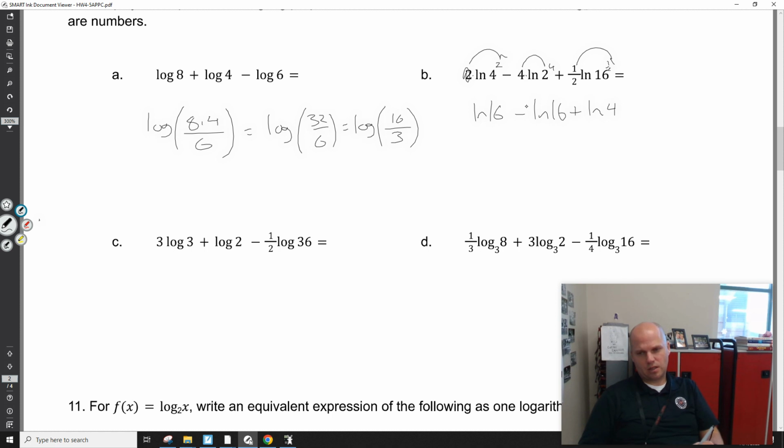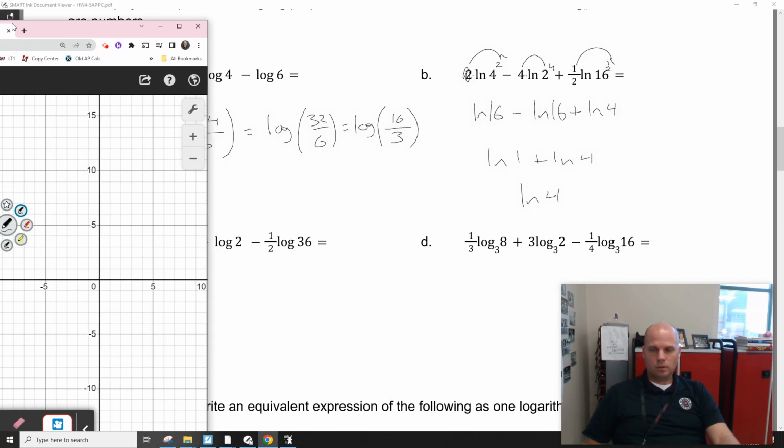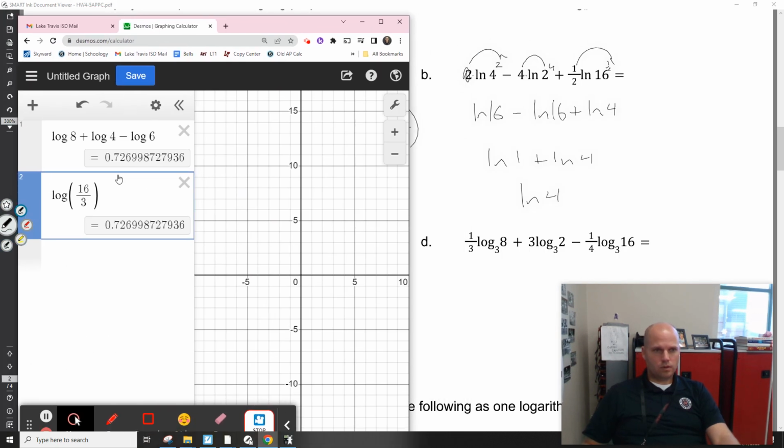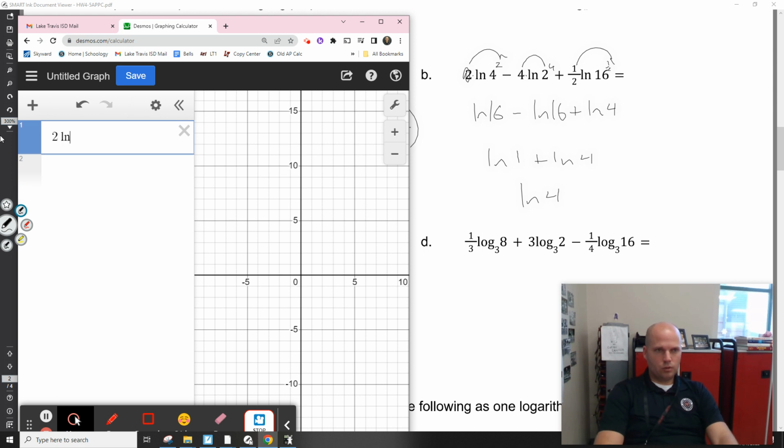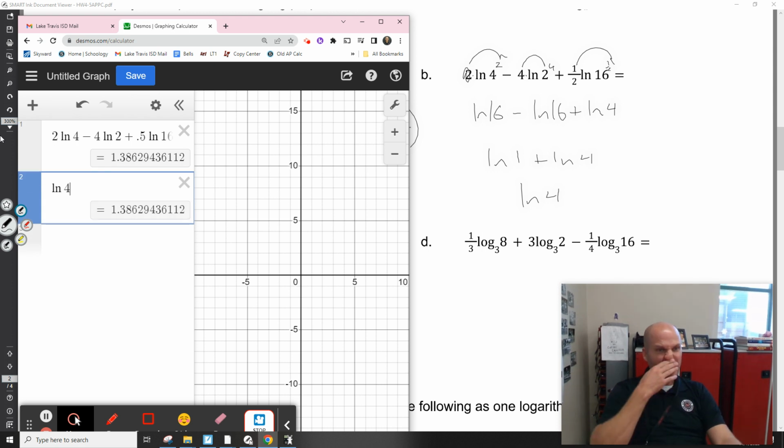You could, and this is another reason why subtraction means division, make this a -1 and write that as 1 over 16. That's showing you why the subtraction property works, but I'm going to just divide first to get the natural log of 1 plus the natural log of 4, and I get the natural log of 4. So all of this simplifies to just the natural log of 4. Let's check that. 2 ln 4 minus 4 ln 2 plus a half ln 16 is equivalent to the ln of 4. All right, same works.